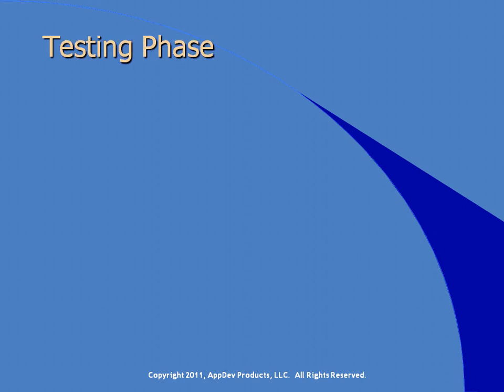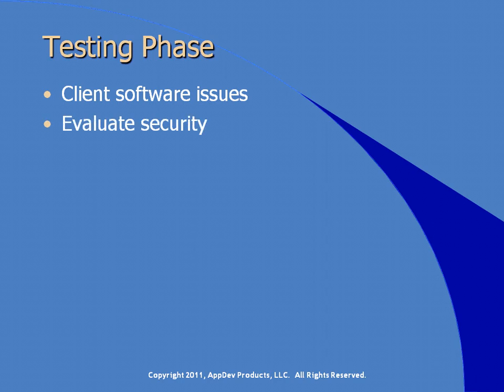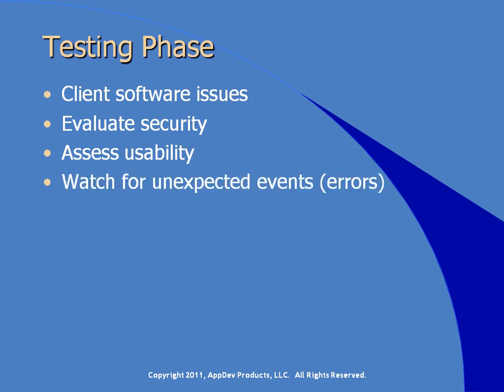During the testing phase, watch for these specific problems. Client software issues. Does SharePoint interoperate with Office and other client applications correctly? Evaluate the security. Can users access what they need, but not what they shouldn't? Usability. Are the site structure and controls intuitive, or do they require explaining? And finally, errors. Are unexpected errors occurring on the server?